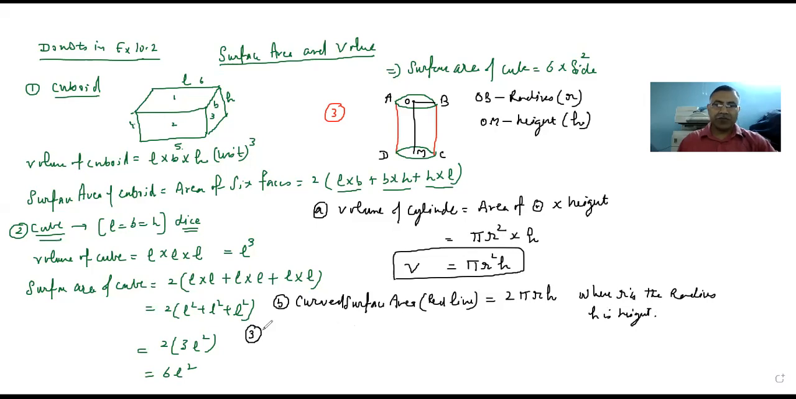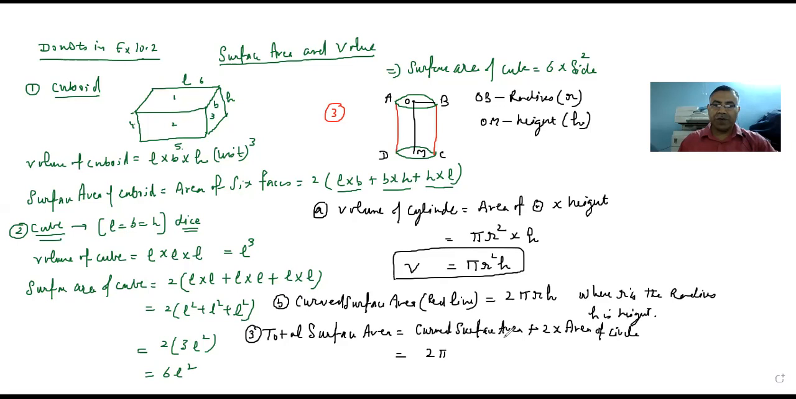Now, this is total surface area. Total surface area means the red line area plus the green line area. In the green line area, there are two circles. In the red line area, there is a curved surface. So this is curved surface area plus twice the area of a circle, because there are two circles, so I have written twice the area of a circle.